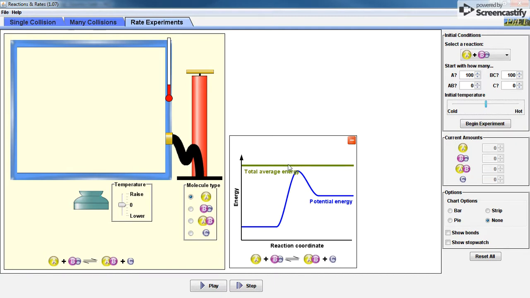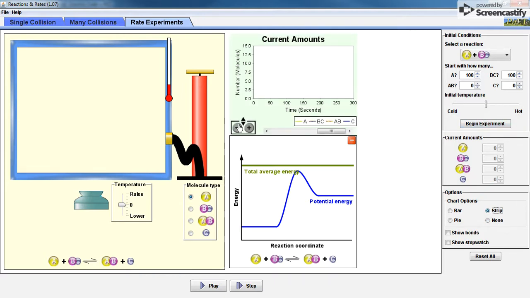So we have some molecules with greater energy than this and some molecules with lower energy than this. But notice that the average kinetic energy is more than the energy needed to overcome the activation energy. Then we're going to have a strip graph, and we're just going to change the scale so that we show the 100 up there because we're starting off with 100.